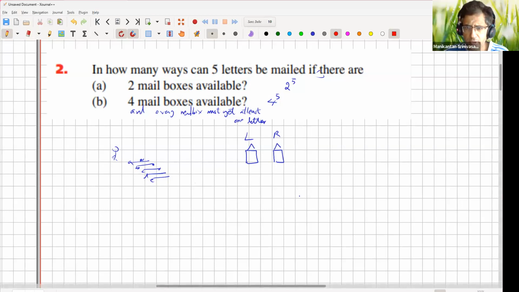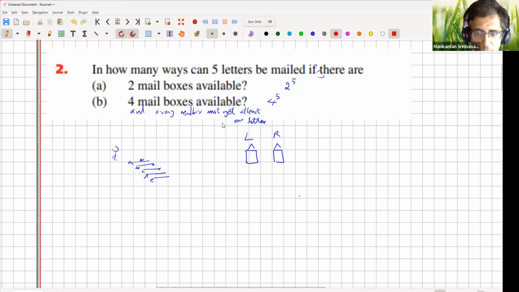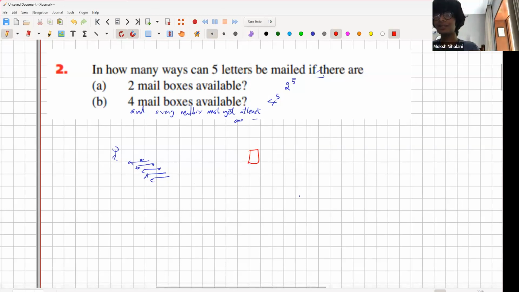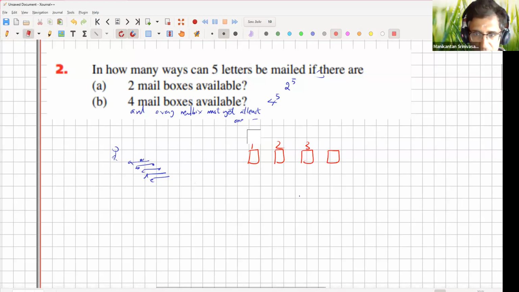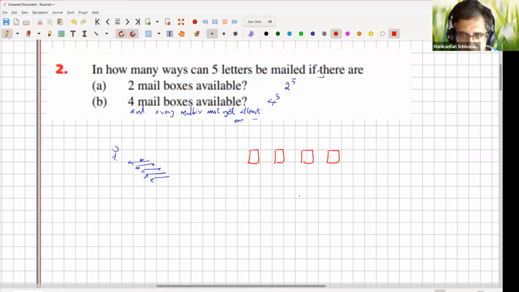So there are 4 mailboxes, right? Also 5C4 is my final answer. I'm going to say more of this. Okay, so these are the 4 mailboxes. I don't want to call them 1, 2, 3, 4 because I don't want to confuse them with numbers. So A, B, C, D, E are the letters still, and P, Q, R, S are the mailboxes. Okay, go ahead. Explain to me, please.